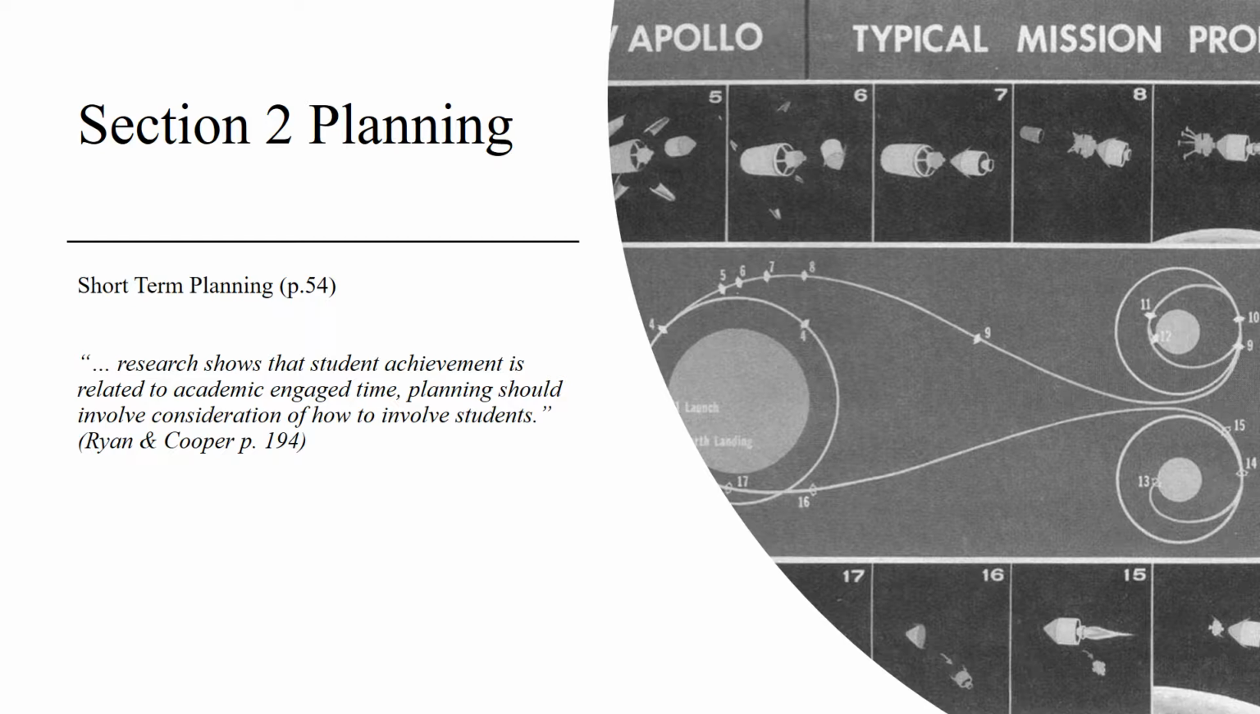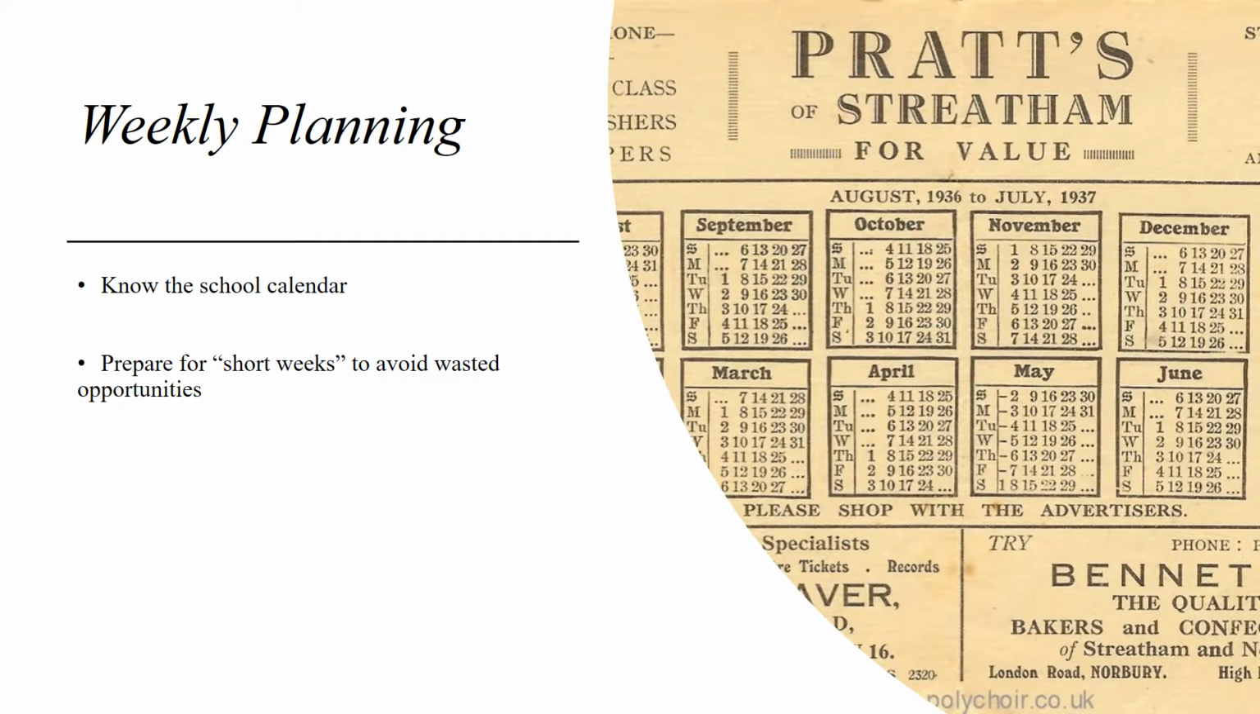Section 2, Planning, specifically short-term planning. Weekly planning. Know the school calendar. This is important because, as the book says, there are more short weeks that appear on the calendar than you think there are. And nothing is going to ruin an extended lesson more than having a long break in the middle of it for a holiday of some sort, because when you return from the holiday, the students will have forgotten everything that you covered at the beginning portion of the lesson, and you wind up doing it all again, which is a waste of your time and the students' time.